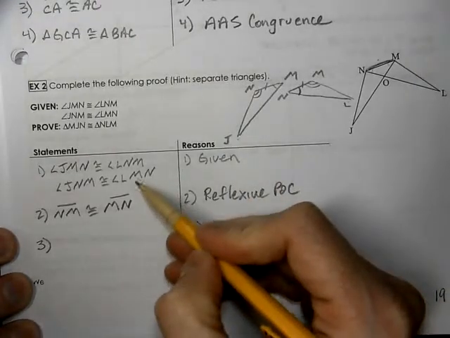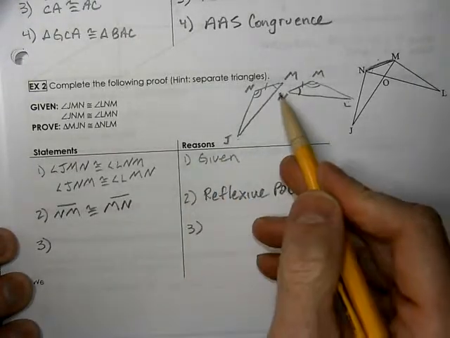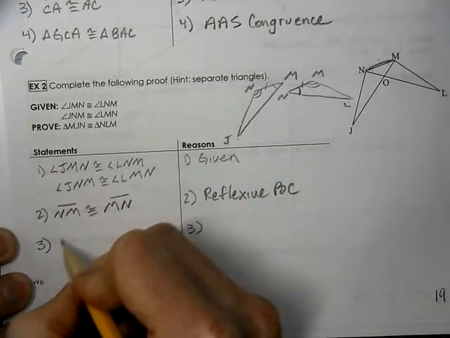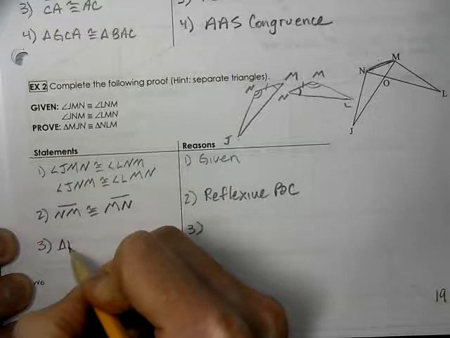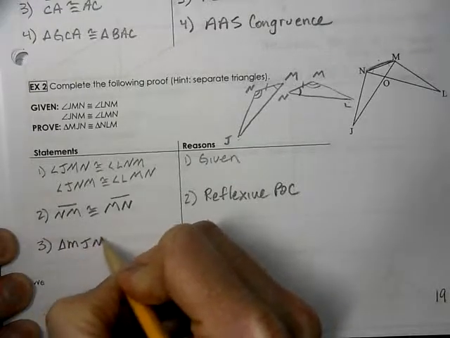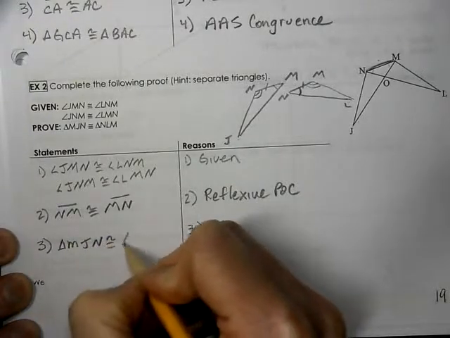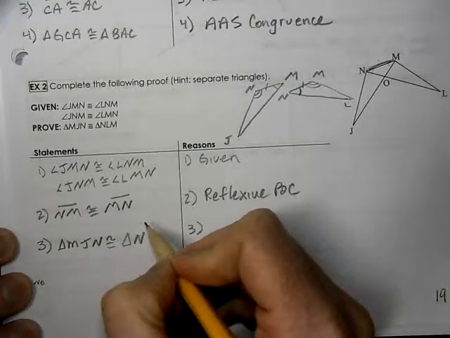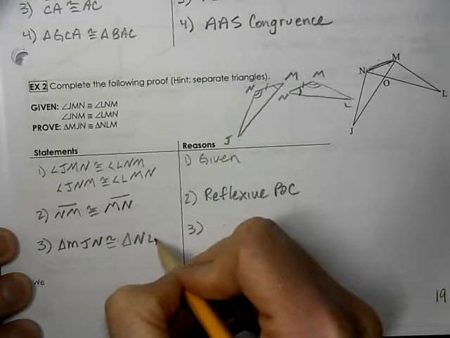Now we have our two A's and a side. That side happens to be in between those two A's. So we're going to say that triangle MJN is congruent to NLM.